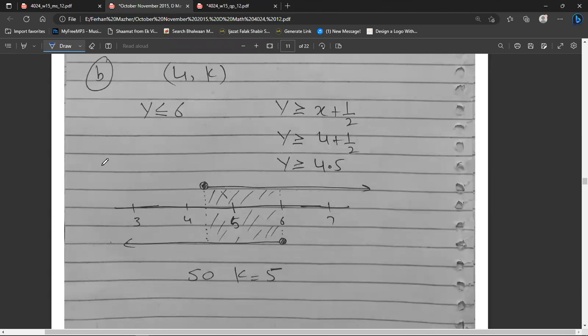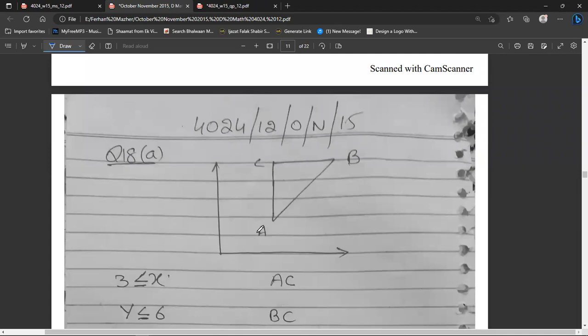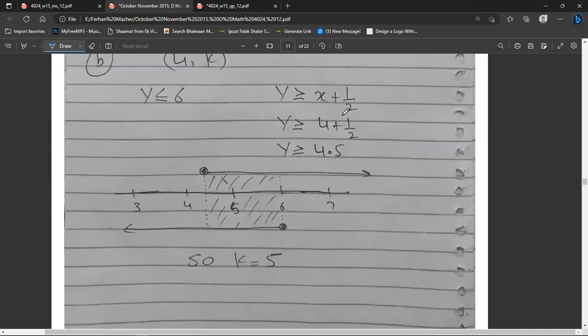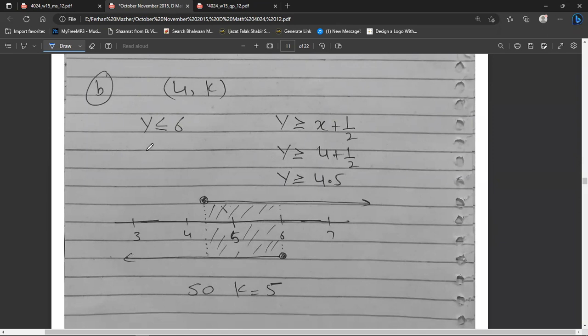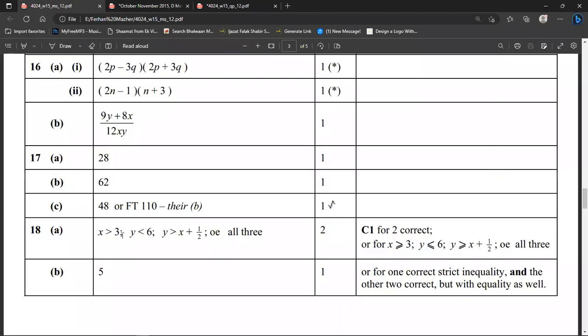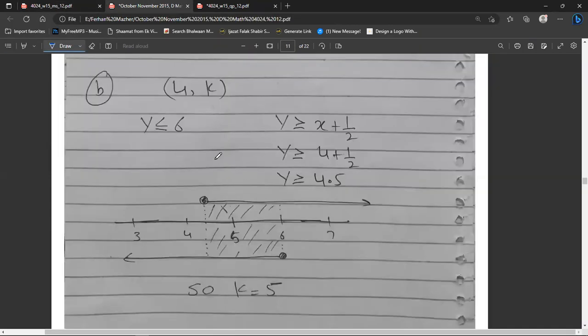Because y is less than 6, I can choose from here. This is the lower line, this line AB. I know its inequality. In this inequality, I will put 4 in place of x. So you get y greater than or equal to 4.5. So I have to take a number which is more than 4.5 and less than 6. And that number will be 5. So the k value will be 5. It's a very tricky question. I hope you understand this. The k value will be 5. This is how this is done.